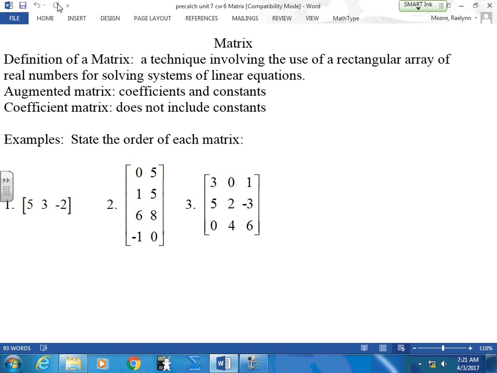The RREF is the one I showed you. That's this, an augmented matrix. That's the easiest one by far. Just put everything in, line them up in order: X, Y, Z, constant, X, Y, constant, whatever you have. Order, we're doing row by column. So the order for each one is just row by column.